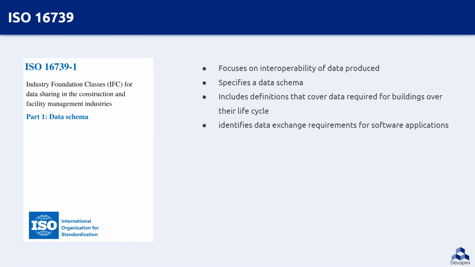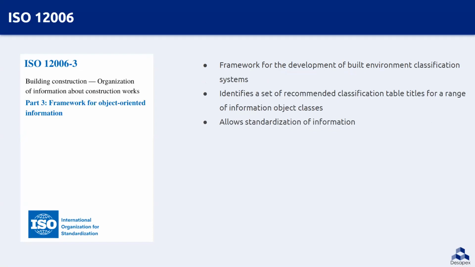So then we come to ISO 12006. This series talks about classification of information, object-oriented information exchange during the construction phase of the project. So it explains the framework for the development of built environment classification systems. It identifies a set of classification tables and titles for the range of information object classes, allows standardization of information.